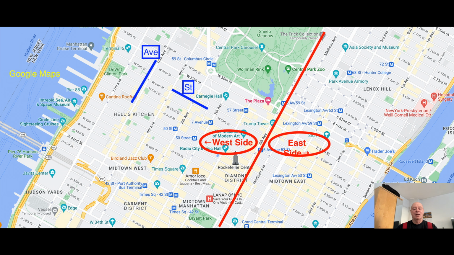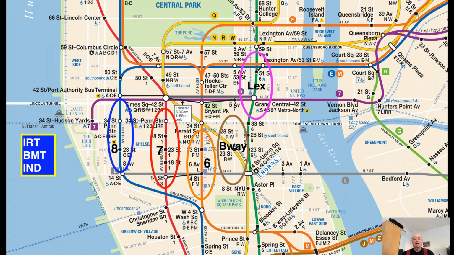Now we try to tackle the subways. When I first moved to Manhattan in the 1960s, what I had to do was understand how the subways got where they got in the first place. So here's a little map which will help you understand what's going on. On this subway map, on the left, there is a little blue box.